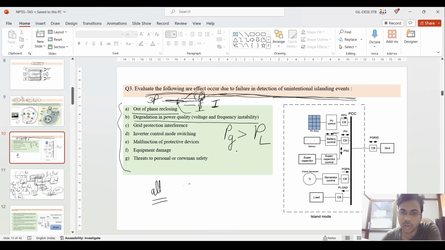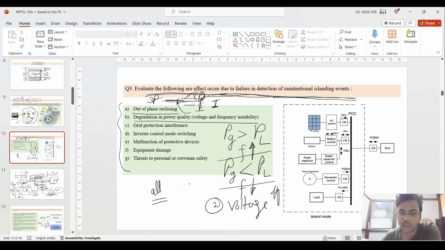That is, when the grid generation is greater than the load, in this case the frequency will rise, and when the grid generation is lower than the load, in this case a frequency dip will occur. This is one situation, and the second situation is that voltage will rise when this unintended islanding, unintentional islanding, situation occurs. So this can be related to the degradation in the power quality.